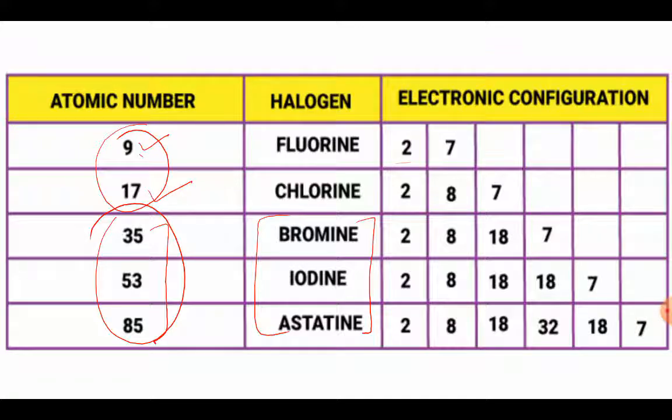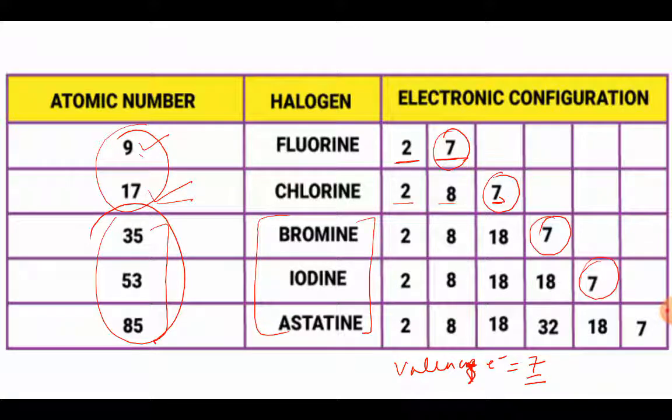We'll do the configuration. It comes out to be 2 7. Chlorine is 17, it comes out to be 2 8 7. So from these two elements, can we see that the valence electrons of fluorine and chlorine are 7.